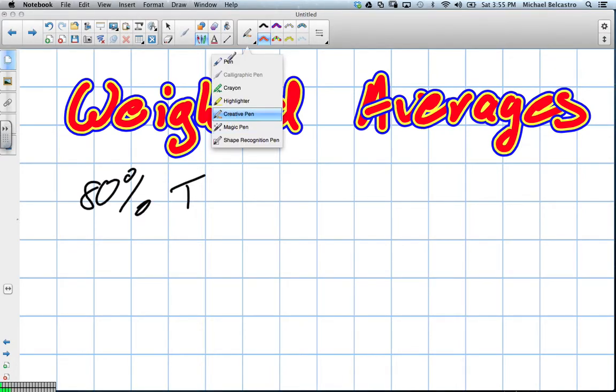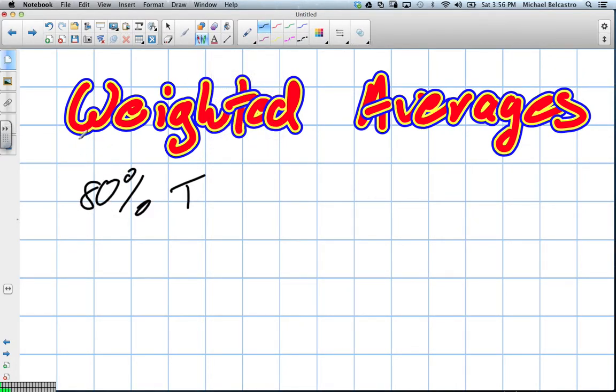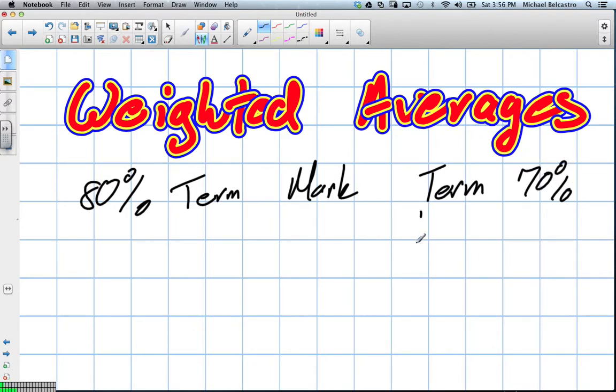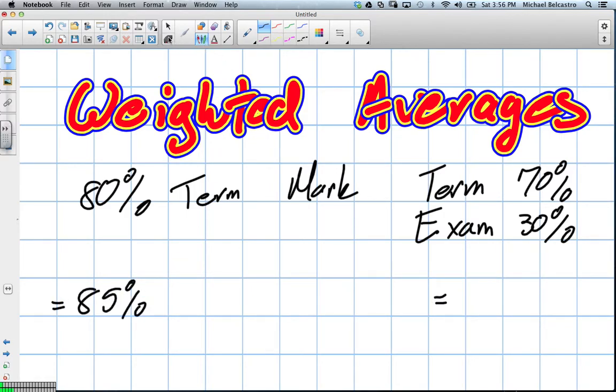Weighted averages. Let's say you're getting an 80% on your term mark, and your term is 70% of your grade. Your exam is 30% of your grade. And you want to get a total of 85 in the course altogether.